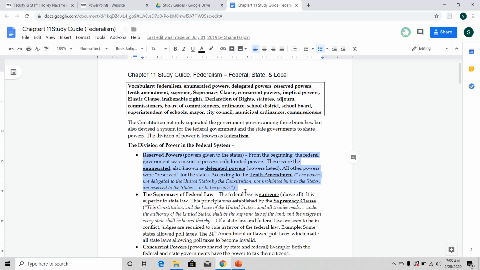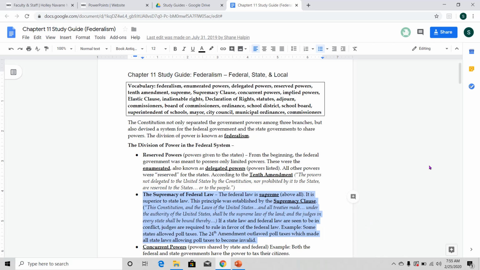Okay, so let's look at the next little bullet point where it's talking about the supremacy clause. With the supremacy clause, it basically just states that your federal laws will always override your state laws. So it's supreme, it's above all.